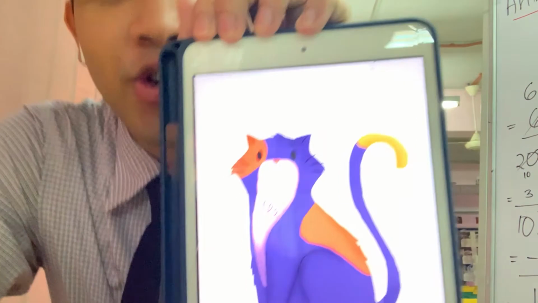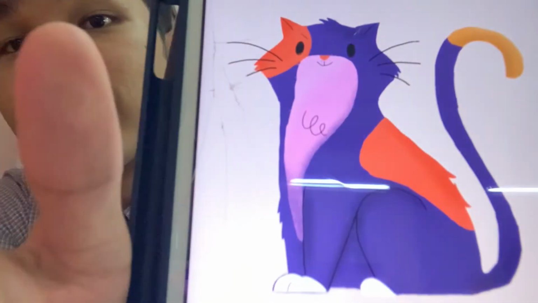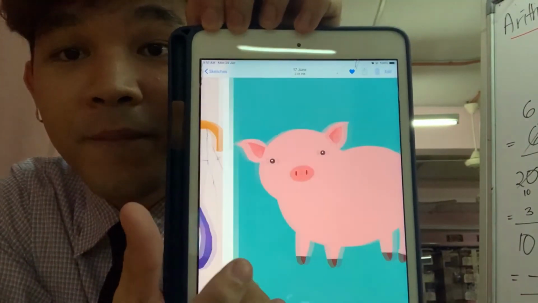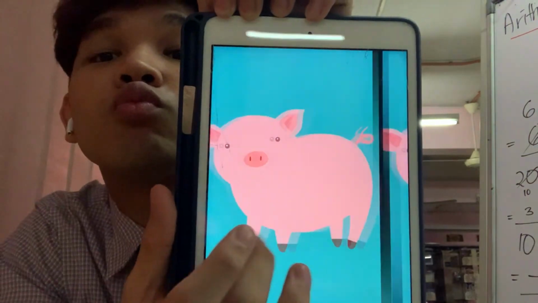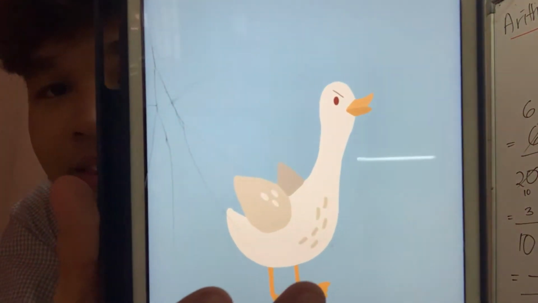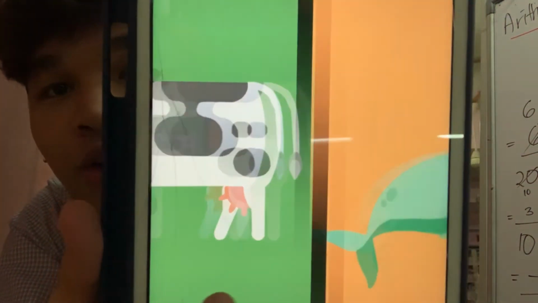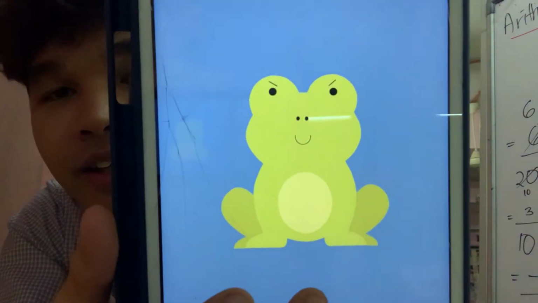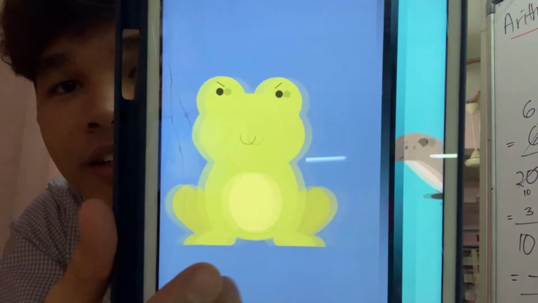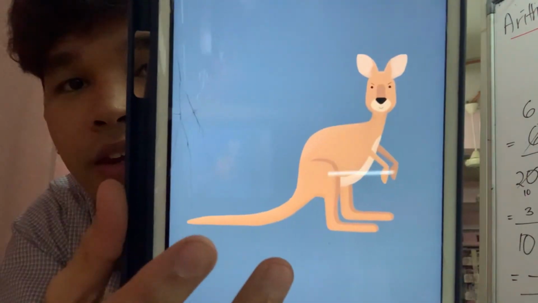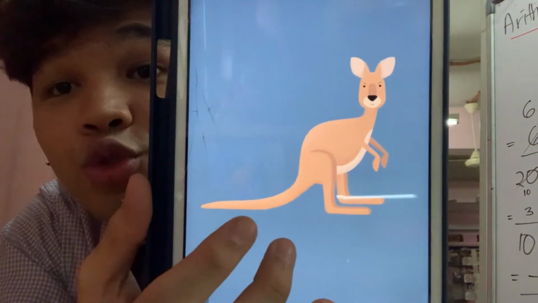Oh yes, by the way, fun fact of the day. Cikgu has been drawing a lot. Cikgu nak tunjuk my drawing. Cikgu ada draw. Dia lukis kucing, lukis babi, itik, a duck, cow, seal, frogs, otter, kangaroo. Macam mana?